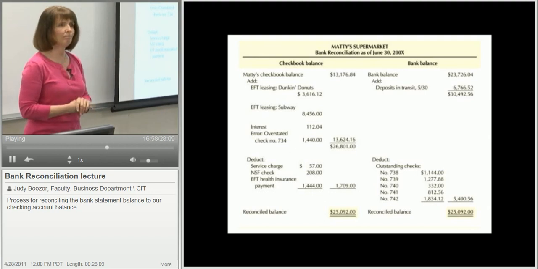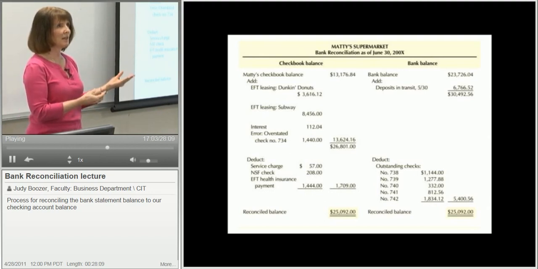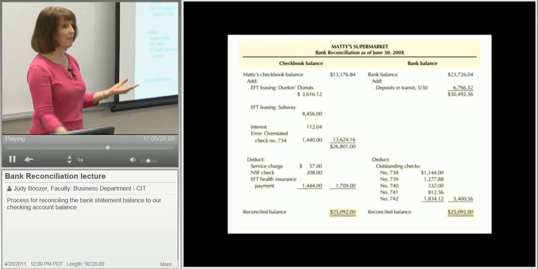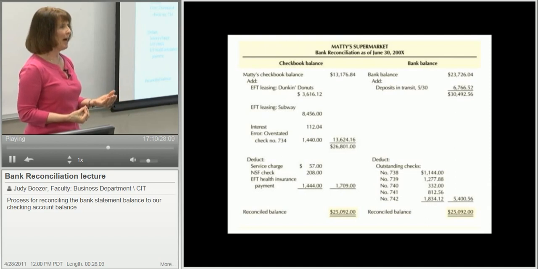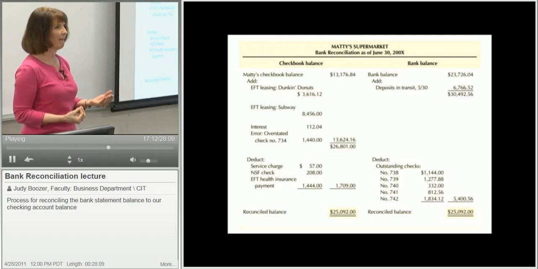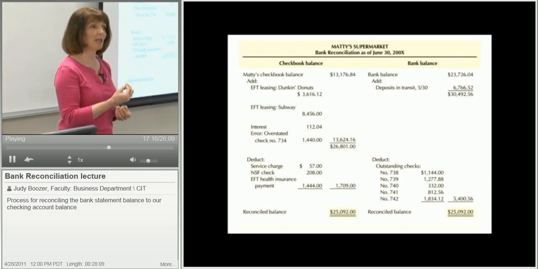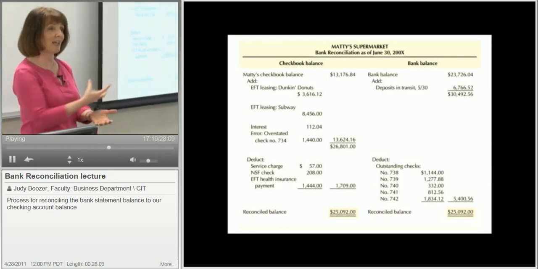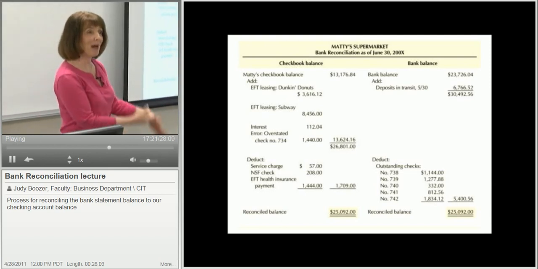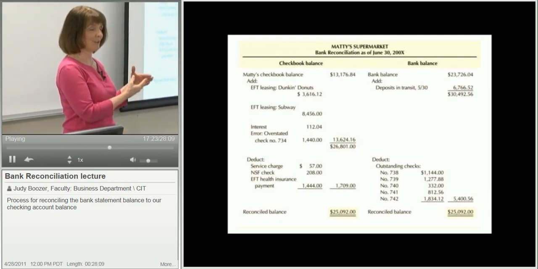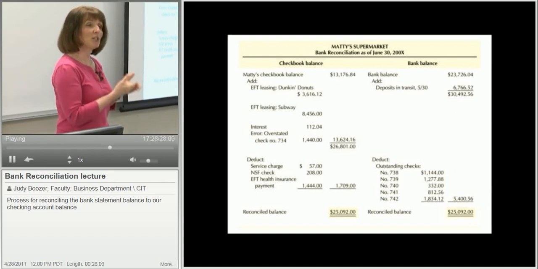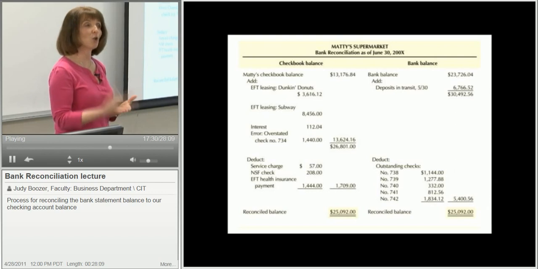NSF checks. So someone had paid us. Now we need to show it as back on their account and reduce our cash. How would you journalize that one? Good. You're going to debit accounts receivable again because we credited it before to take it off. And now we need to put it back on. They owe us again, plus some fees, but we won't deal with that right now. And then you're going to credit cash because it's no longer in our account.